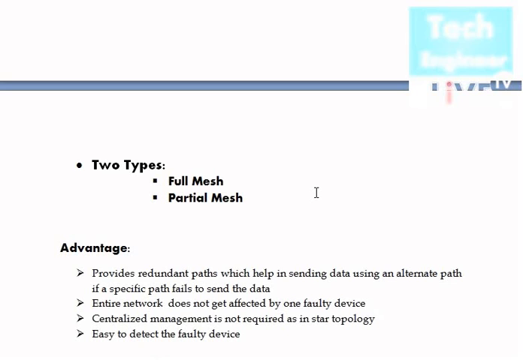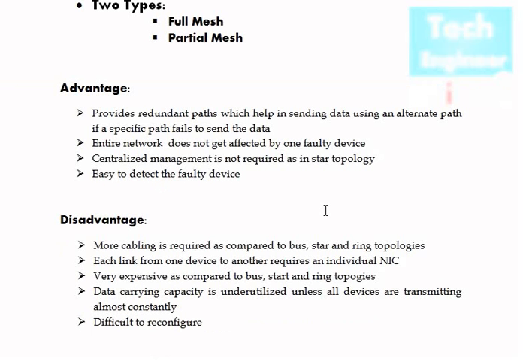Advantages: it provides a redundant path, which helps in sending data using an alternate path if a specific path fails. The entire network does not get affected by one faulty device. Centralized management is not required as in star topology. It is easy to detect the faulty device.